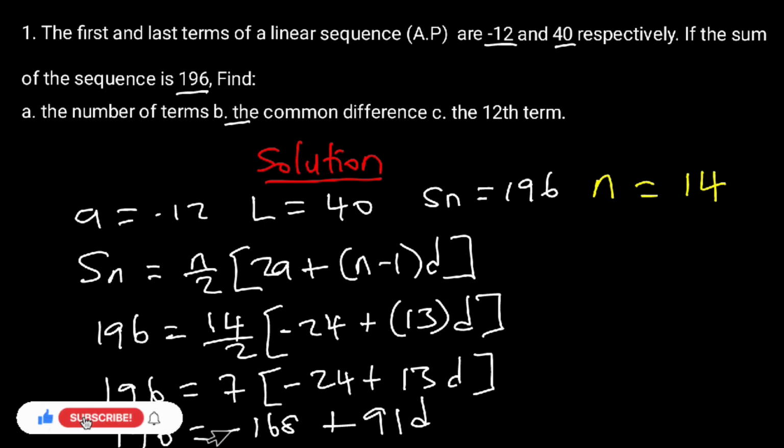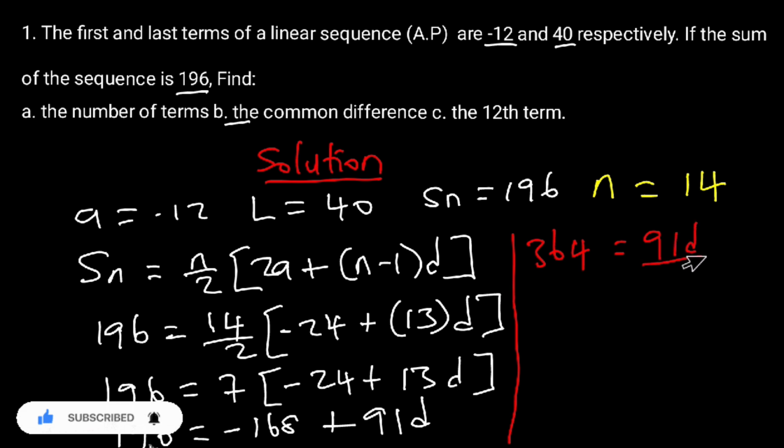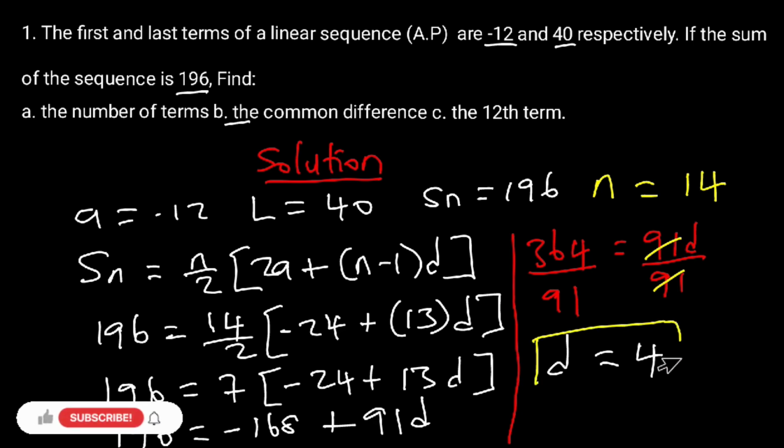196, when this minus crosses here to be plus, so 196 plus 168. This will give us 364, then equals to 91d. So let's divide both sides by 91, and this will cancel. So we have that d is equal to 364 divided by 91. 364 divided by 91, we're going to get that d is equal to 4. So this is the common difference of this sequence.